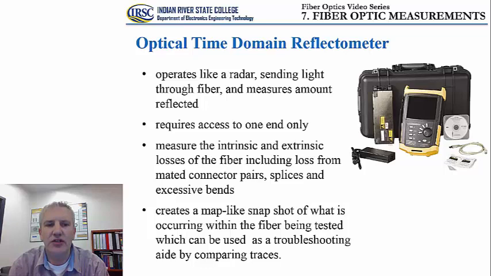An optical time domain reflectometer is going to measure the intrinsic and extrinsic losses of the fiber, including the loss from the mated connector pairs, splices, excessive bends, etc. So what you get as a result during the test is a map-like snapshot of what is occurring within the fiber being tested, which can be used as a troubleshooting aid by comparing the traces.